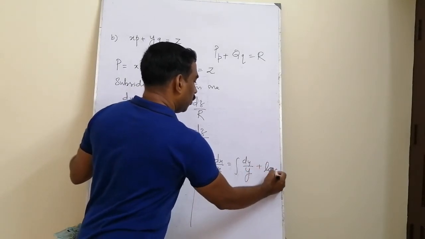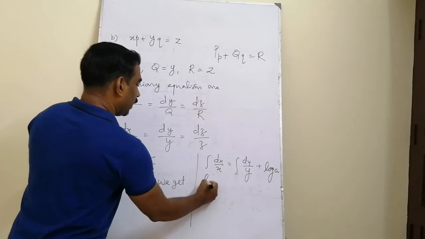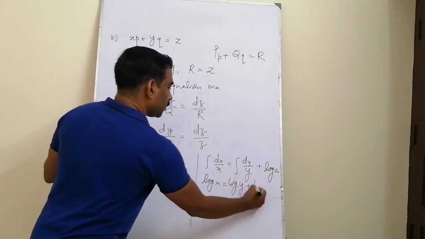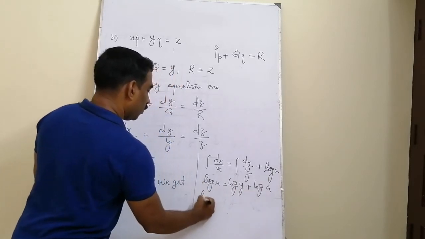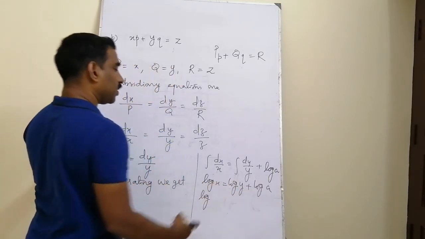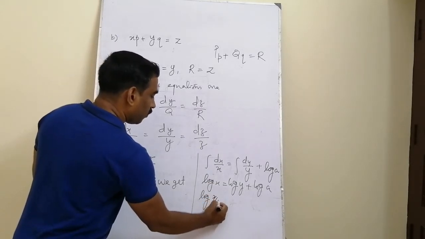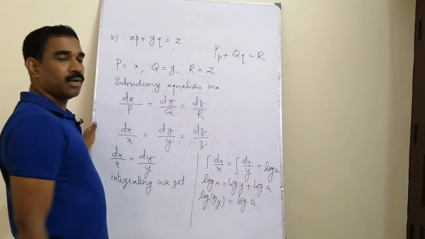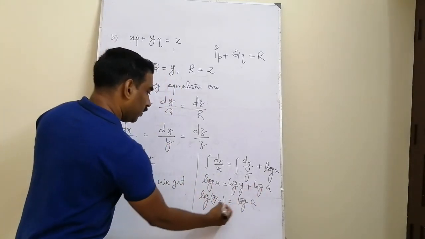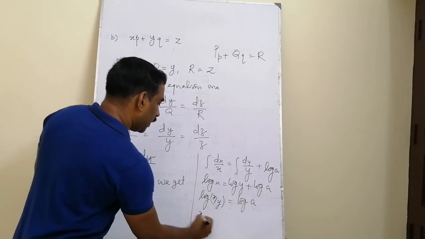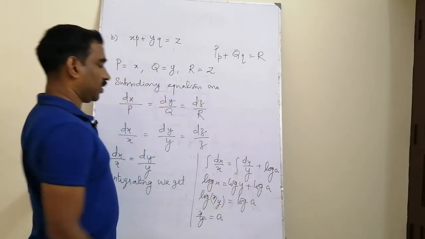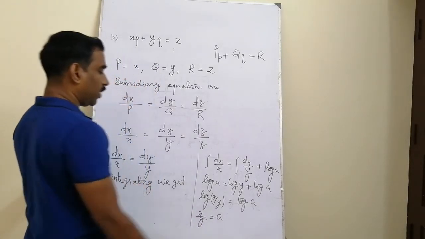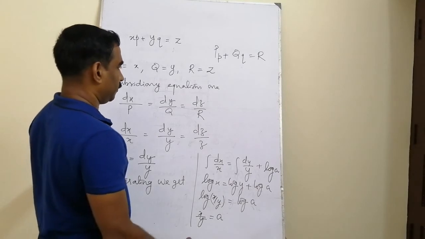say log a, that is log x equal to log y plus log a, or log x minus log y. What is log x minus log y? That is log of x by y. Log of x by y is equal to log a, take the anti-logarithm or taking the exponential power on both sides. This implies x by y is equal to an arbitrary constant. So x by y is equal to an arbitrary constant is in the format u is equal to x by y equal to a constant.